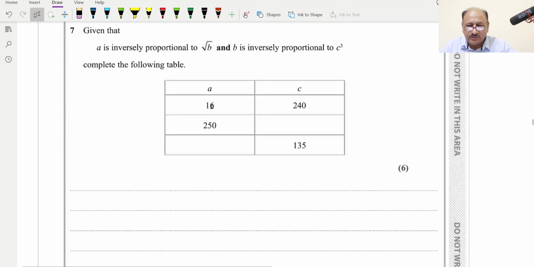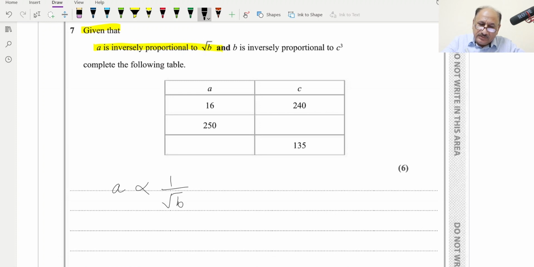Now we can move to question number 7. Given that a is inversely proportional to the square root of b, we will write down the information. So far we have understood a is inversely proportional to the square root of b. And the second thing which they are mentioning, b is inversely proportional to c cube. So we will write down this information also. So b is directly proportional to 1 over c cube.